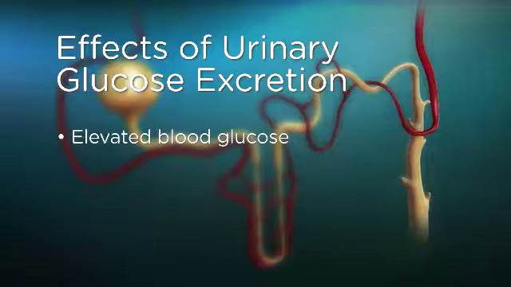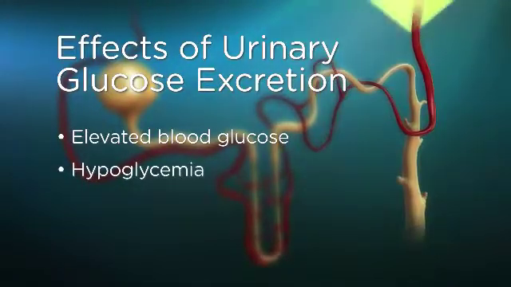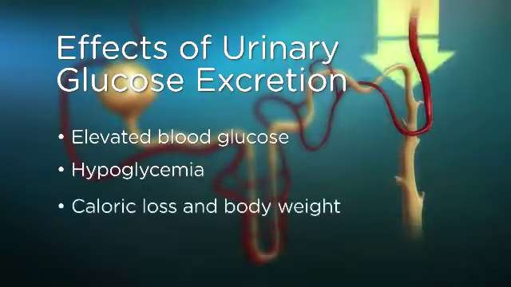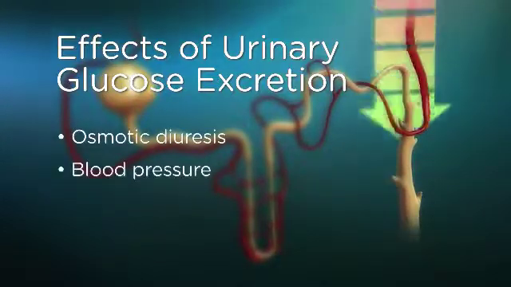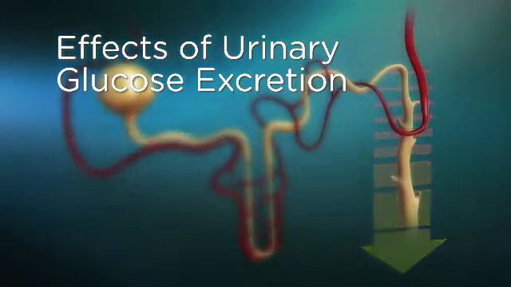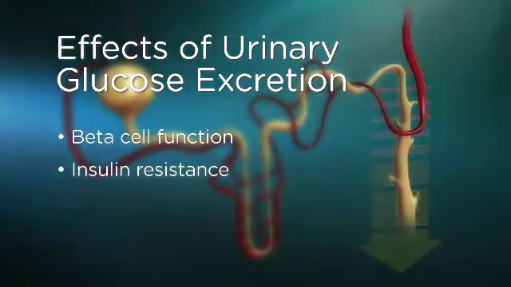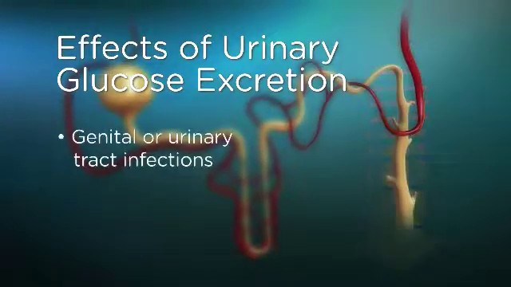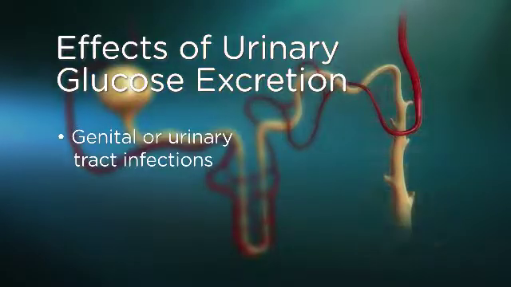The trials examine the risk of hypoglycemia, given the action on glucose independent of beta cell function and insulin resistance. Caloric loss and body weight. Osmotic diuresis and blood pressure. Beta cell function and insulin resistance because of glucose being targeted directly. Genital or urinary tract infections due to increasing glucose concentration in the urine.